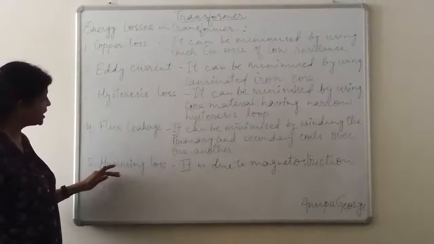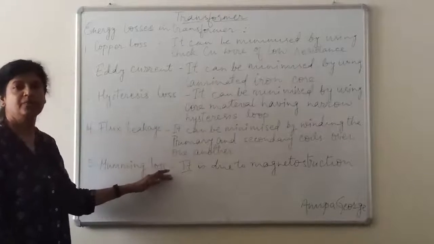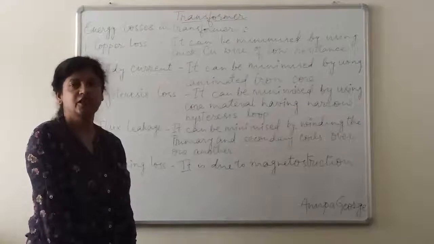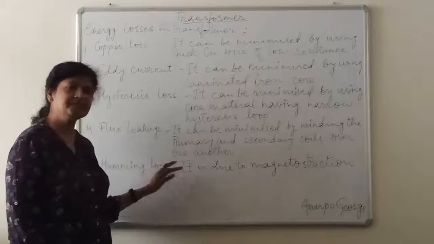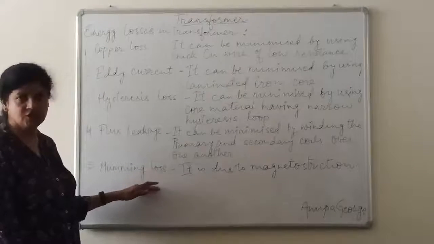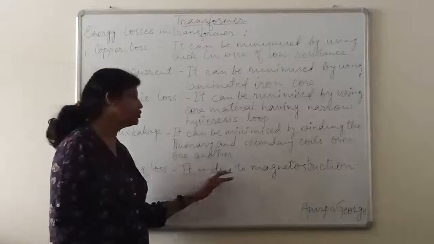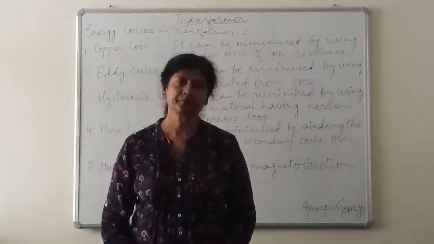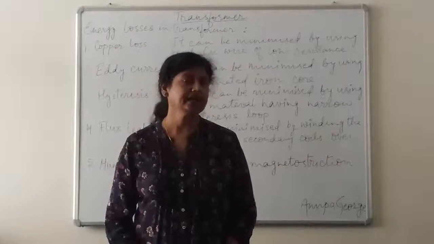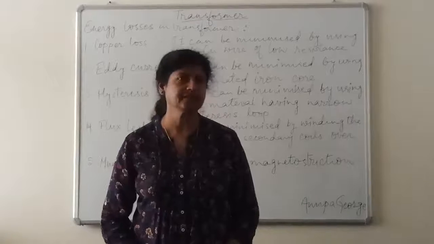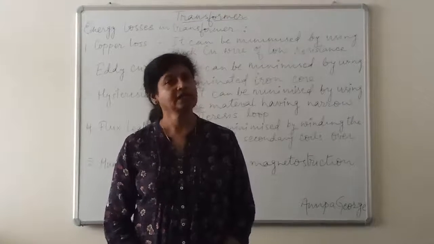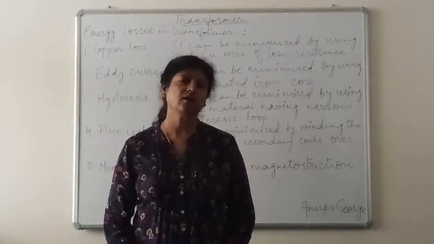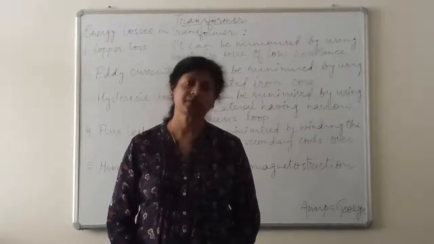Last cause is humming loss. Means some humming sound we get due to vibrations of transformer. And this loss of electrical energy is due to magnetostriction. Students, see, transformer is an AC device, alternating current device. It will not work on DC, direct current, and frequency of DC will not affect the transformer.